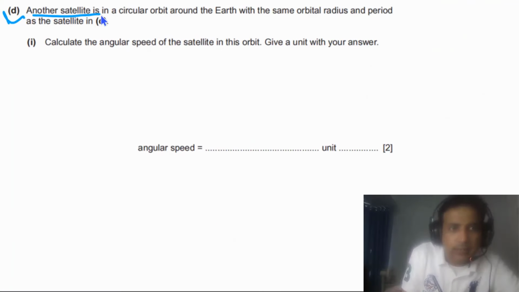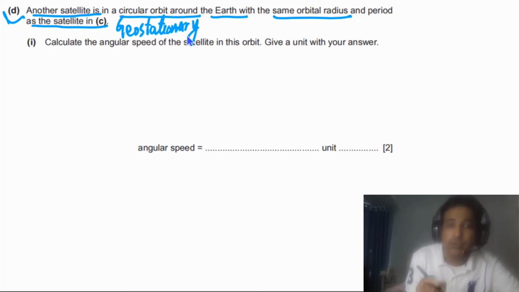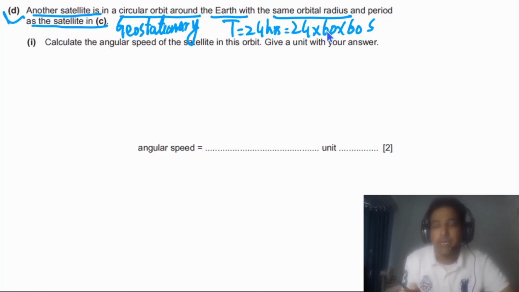Part D says another satellite is in a circular orbit around the Earth with the same orbital radius and period as the satellite in C. The satellite in C was the geostationary satellite, so you need to find this out from part C. The time period for a geostationary satellite is 24 hours, or 24 times 60 times 60 seconds, because 1 hour has 60 minutes and 1 minute has 60 seconds.